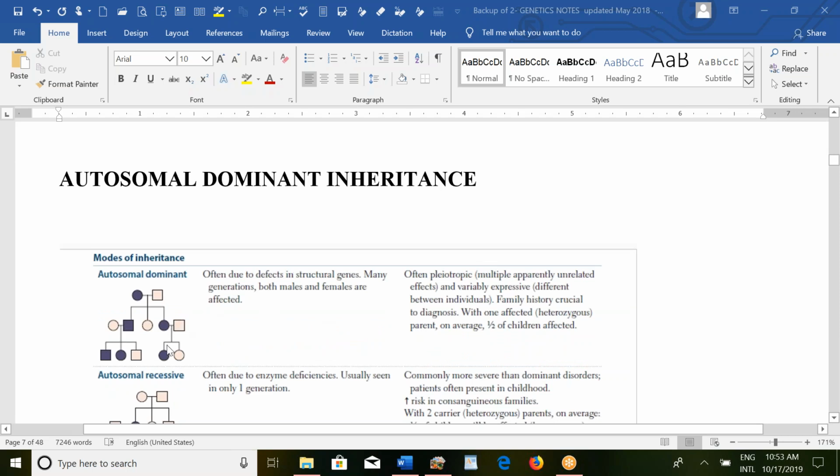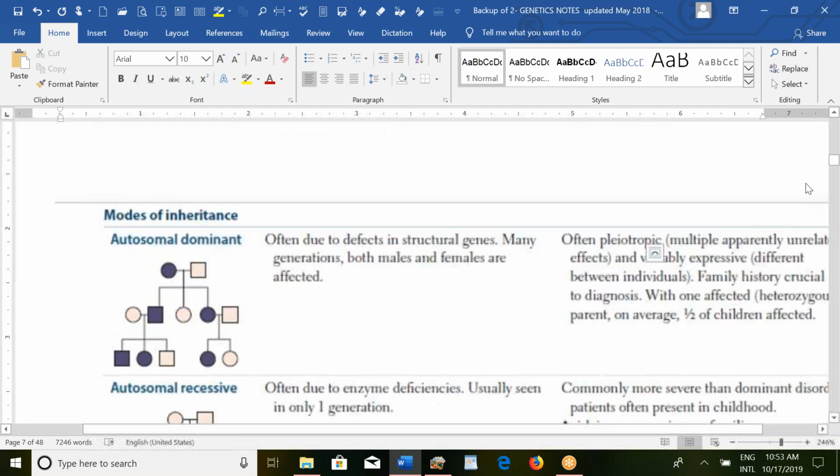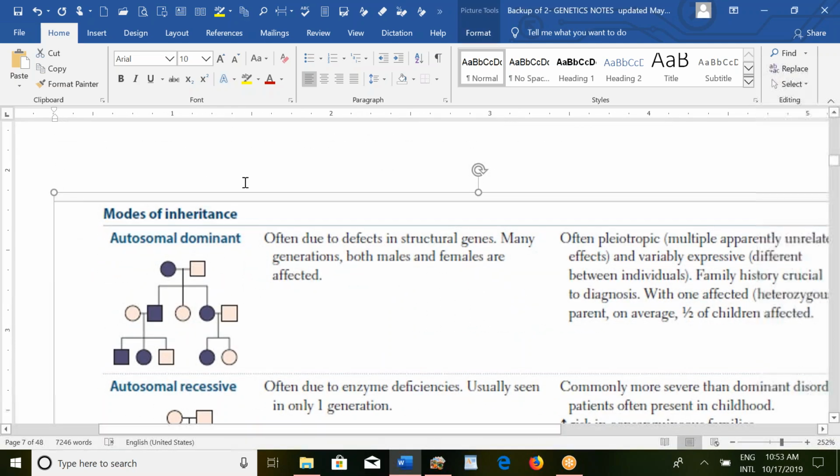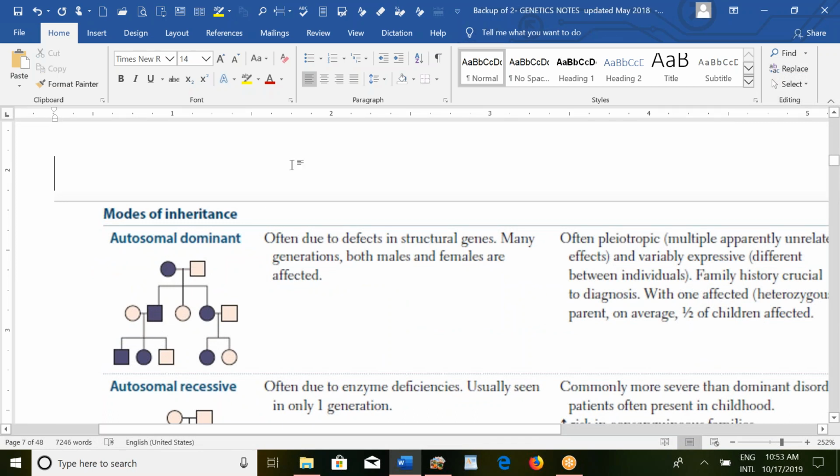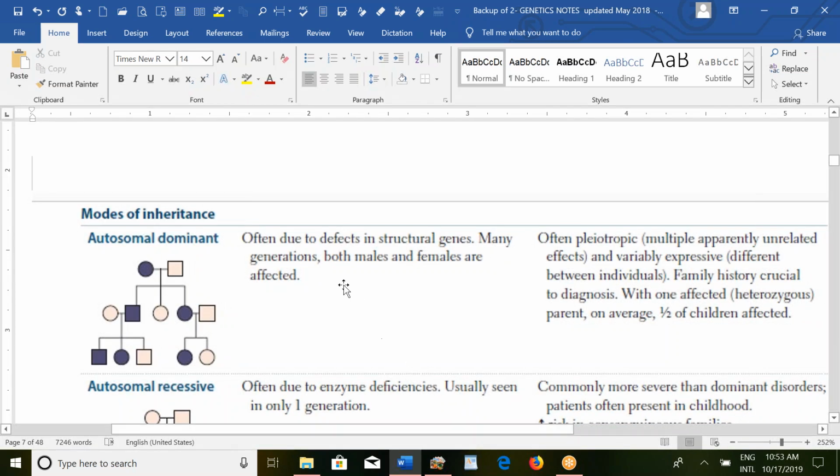So here I have brought all of these together for the sake of comparison, but we will keep referring to this one as we go through the lecture. Autosomal dominant, as you can see, this black color means the affected individuals. Okay, so autosomal dominant conditions are often due to defects in structural genes.